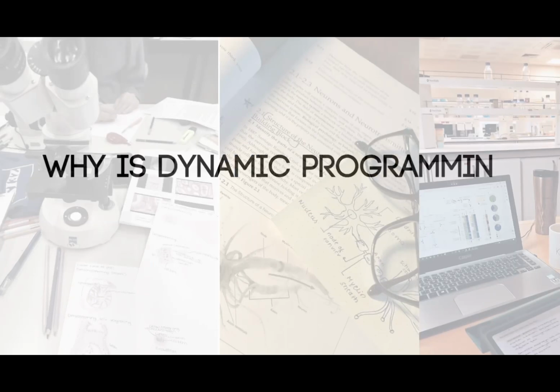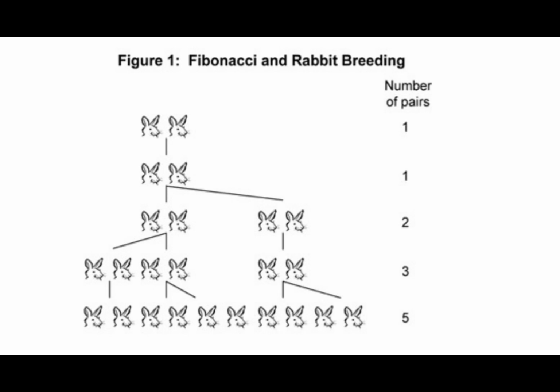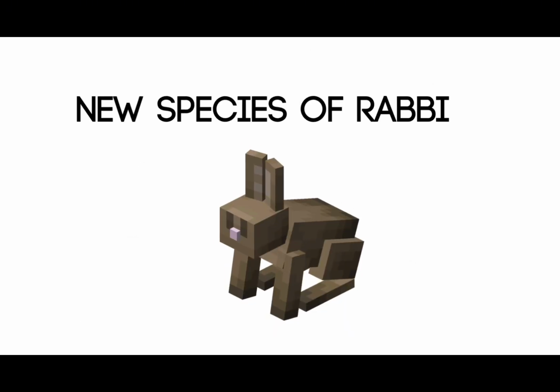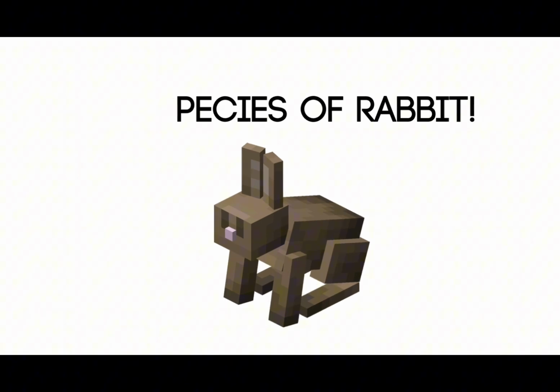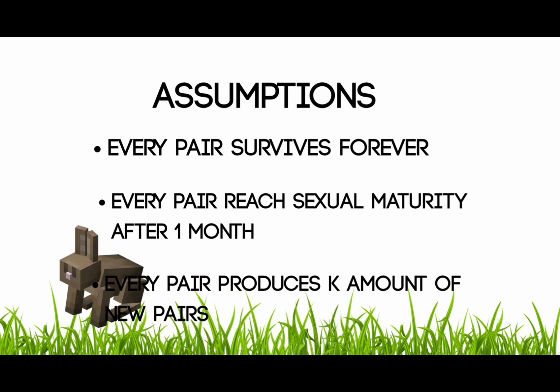If you've ever wondered why computational biologists learn dynamic programming, this classic rabbit population problem is one of the best places to start. Imagine you're studying a species of rabbit. We assume every rabbit pair survives forever. Once a pair reaches reproductive age, it produces k new rabbit pairs every month. Your challenge is simple. How many rabbit pairs exist after n months?